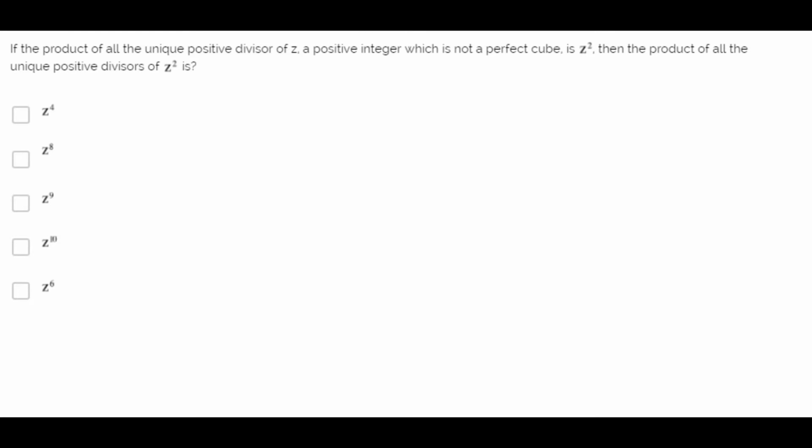All the unique positive divisors of z, a positive integer which is not a perfect cube, is z squared. Then the product of all the unique positive divisors of z squared is... So here the problem states that z is a positive integer which is not a perfect cube. It means that z is not a number like 8. 8 is a perfect cube because 2 cubed is 8. Another example is 27. 27 is a perfect cube because 3 cubed is 27. So we know that z is not a number like that.